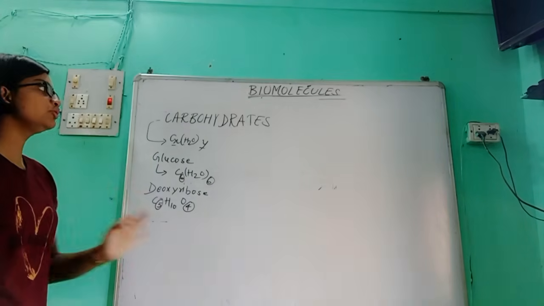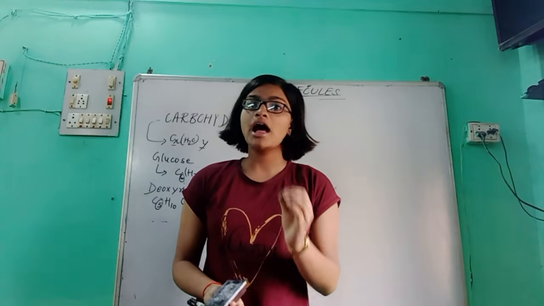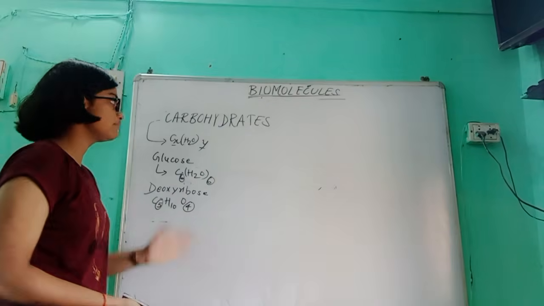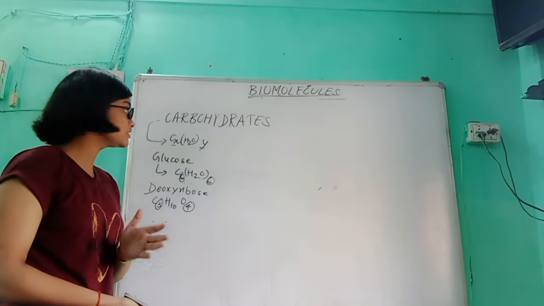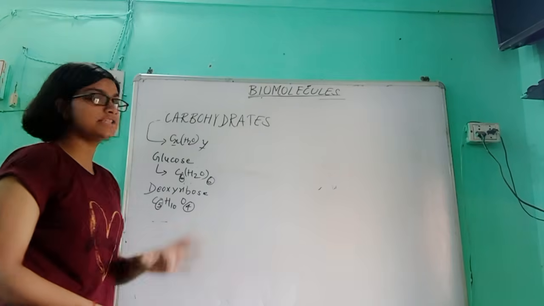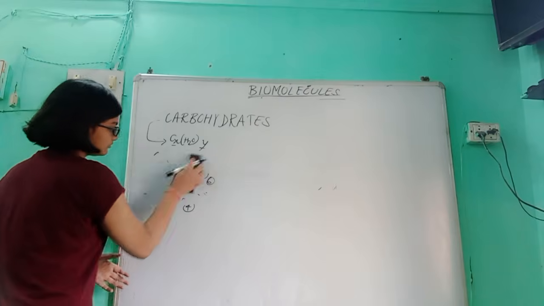Now let's move on to the definition of carbohydrates. The definition of carbohydrates says that carbohydrates are constituents of polyhydroxyaldehydes and polyhydroxyketonic compounds, but on undergoing hydrolysis, they give polyhydroxyaldehydes and polyhydroxyketones. Let's write it down.